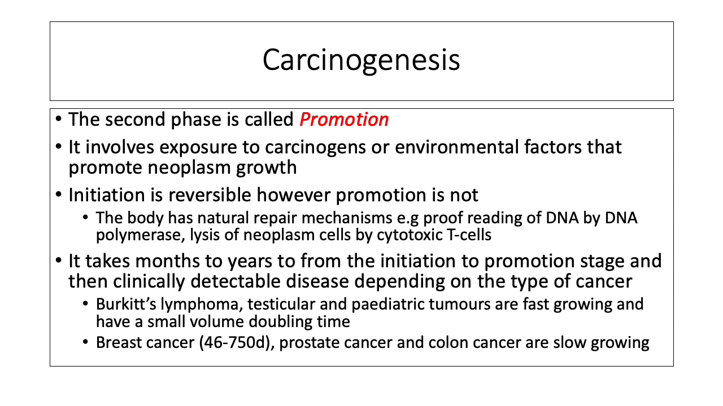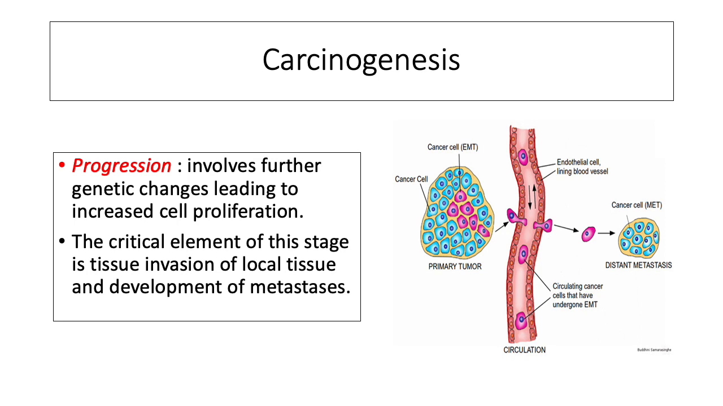Then the final stage or final phase in carcinogenesis, or in cancer formation, is progression, which involves further genetic changes which lead to increased cell proliferation. So actually you find that cancer cells don't really look alike. Okay, look at this.